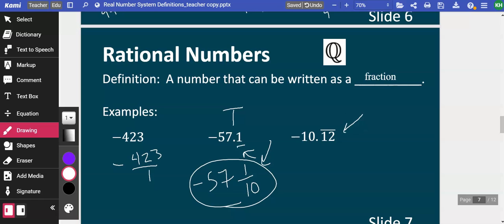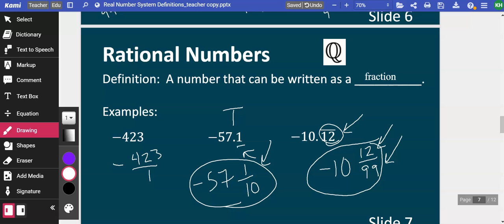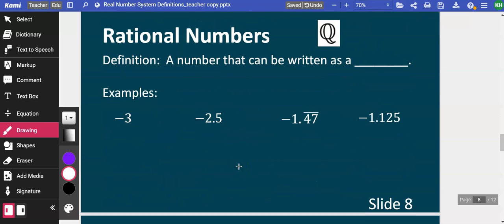All right, -10.12, and the 1, 2 repeats over and over again. 1, 2, 1, 2, 1, 2, 1, 2. So if this is a repeating decimal, then you can use the 9 rule. So the pattern was 2 numbers long, so we would put it over 2 9s. And we're not going to take the time to reduce. I mean, normally we would divide 12 and 99 by 3, but this video will last forever if I reduce each one of these, so we're not going to reduce in this video.